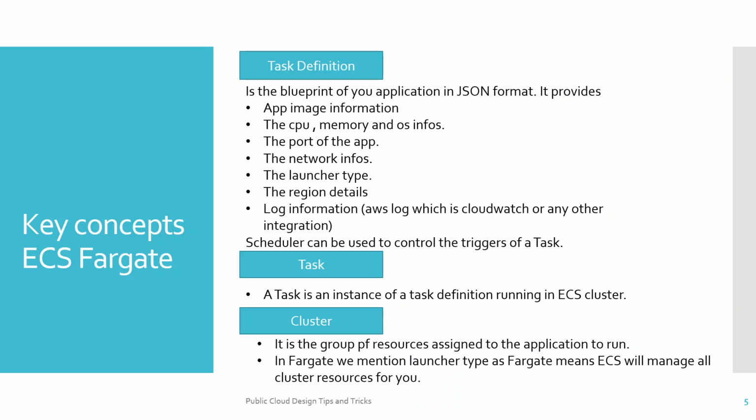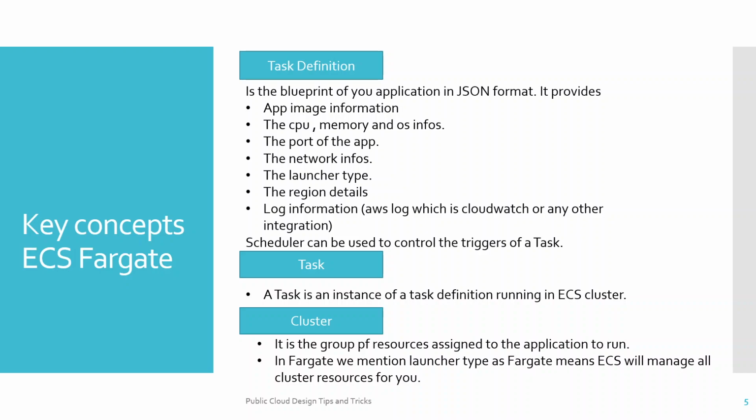It provides app image information, the CPU and memory which is required to run that image basically, as well as the operating system information like Linux and Windows, the port where the application will be accessed, that is the port information, and where that particular container or the task will be deployed, which network basically, that is the network info, whether it's a private network or a public network. And launch type is more whether it's a Fargate launch type or an EC2 launch type. Here in this case, it is Fargate launch type.